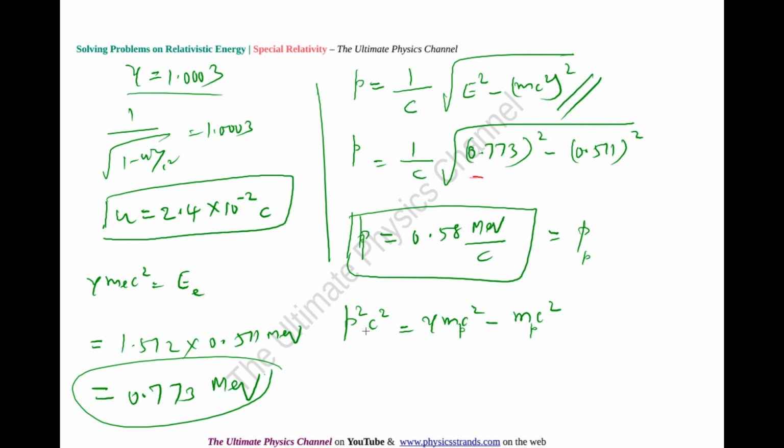So we can now write gamma m_p c squared as equal to p squared c squared plus m_p c squared. We know that these values are, momentum is known to us here. We can substitute that value, square this value, multiply by c squared, we get directly 0.3364, plus the rest mass energy of the proton, which is 933.75. That is the second term here. This would give us the total energy of the proton.